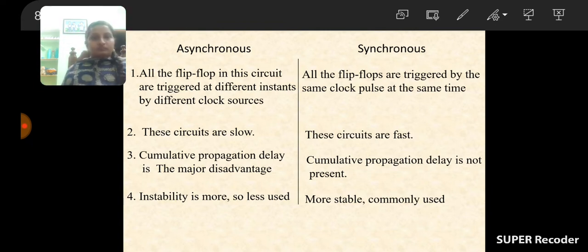Means it depends upon the simultaneous clock pulse. It may be unstable, so it is less used. But synchronous is more stable and it is commonly used. Why? Because all the flip-flops are triggered at the same time with the same clock pulse, so the output is produced stably. Because there are no delays, the circuit also becomes very fast.